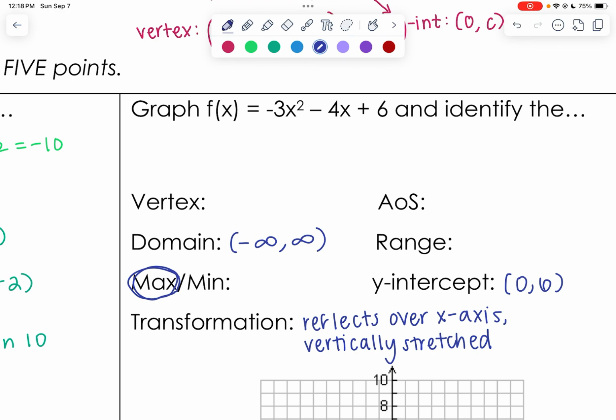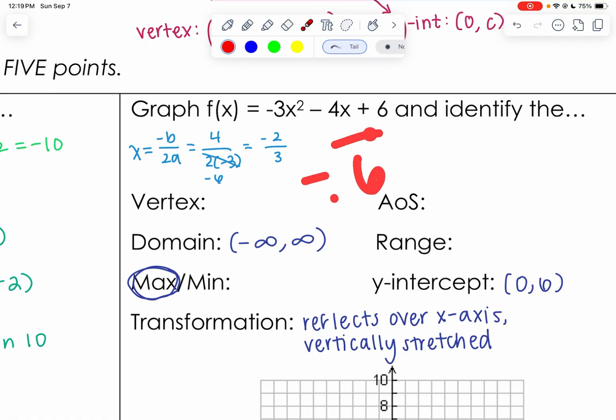But I need to figure out the vertex to find everything else, okay? So x equals negative b over 2a. So that's going to be 4 over 2 times a is negative 3. 2 times negative 3 is negative 6. That's going to simplify to be negative 2/3. Now, there's a reason that we stick to fractions instead of decimals. Negative 2/3 is negative 0.6 repeating. So if you're plugging in 0.6, that's not the same. Those aren't the same thing, okay?